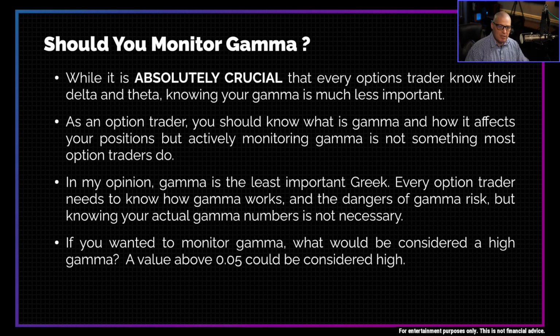So in my opinion, gamma is by far the least important Greek. Every option trader needs to know how gamma works and the dangers of gamma risk, but knowing those actual gamma numbers is really not necessary at all. But if you wanted to monitor your gamma, you could. You may be wondering, what is high gamma? What numbers should I be on the lookout for? I would say a value above 5 can be considered high gamma. And again, you're never going to really suffer from high gamma values unless you're late into an option cycle with at the money options.